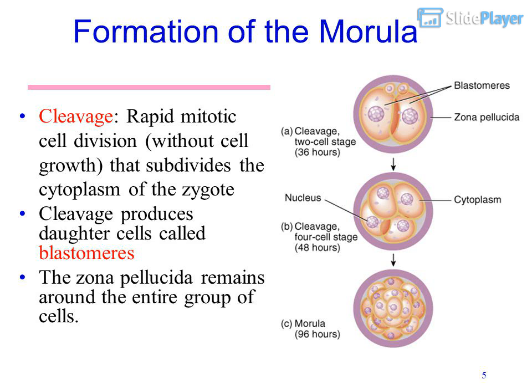Formation of the morula. Cleavage: rapid mitotic cell division, without cell growth, that subdivides the cytoplasm of the zygote. Cleavage produces daughter cells called blastomeres. The zona pellucida remains around the entire group of cells.